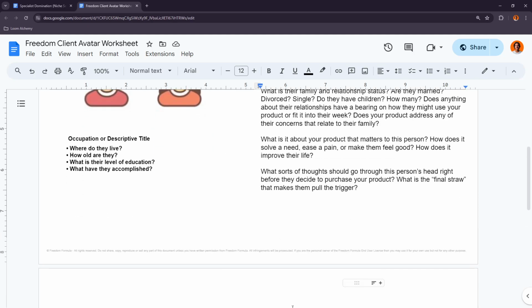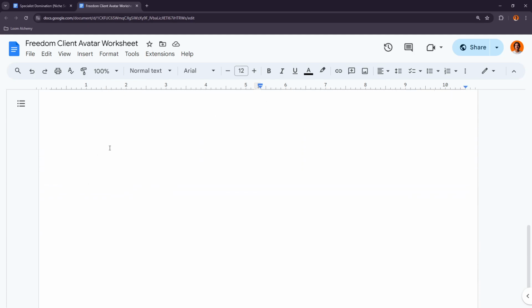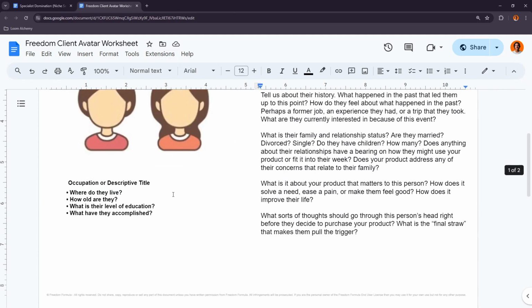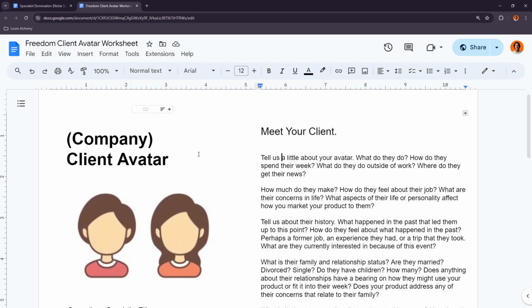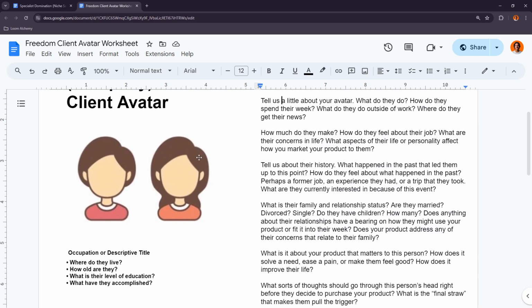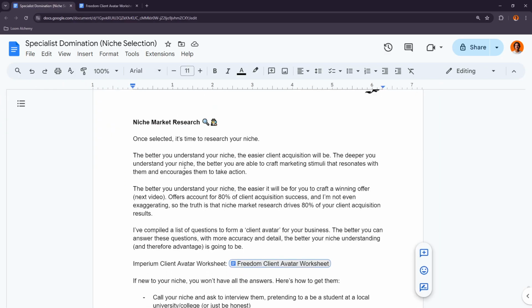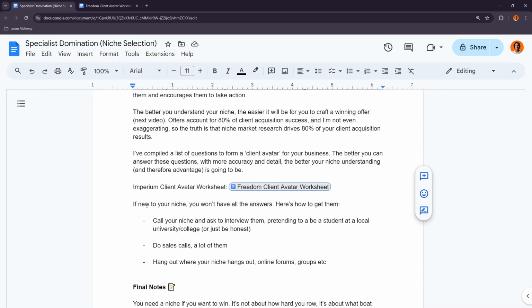So what I need you to do is go through this, and fill out this page, and add more and more and more pages, and make a good client avatar so that you can use it later on to make a good offer, make good copies and things like that, right? That is one thing. Now if you're new to your niche, you won't have all the answers, and that is totally fine. You find these answers with time.